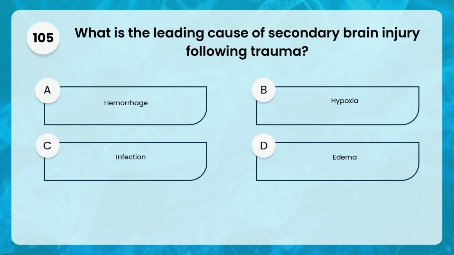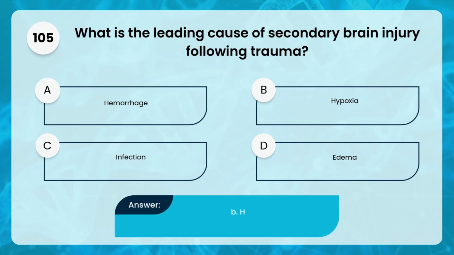Number 105. What is the leading cause of secondary brain injury following trauma? A. Hemorrhage. B. Hypoxia. C. Infection. Or D. Edema. The answer is B. Hypoxia.